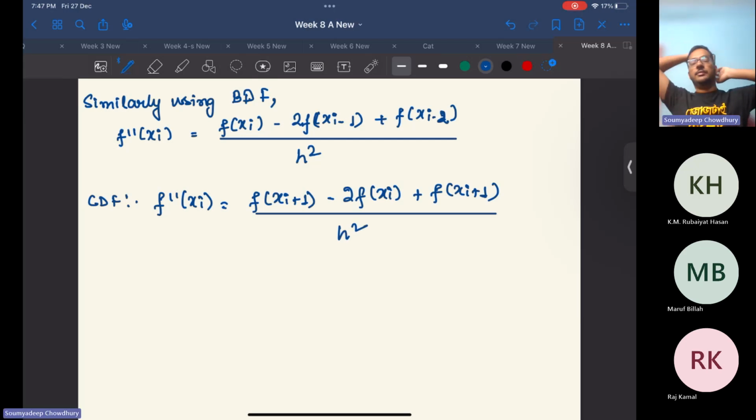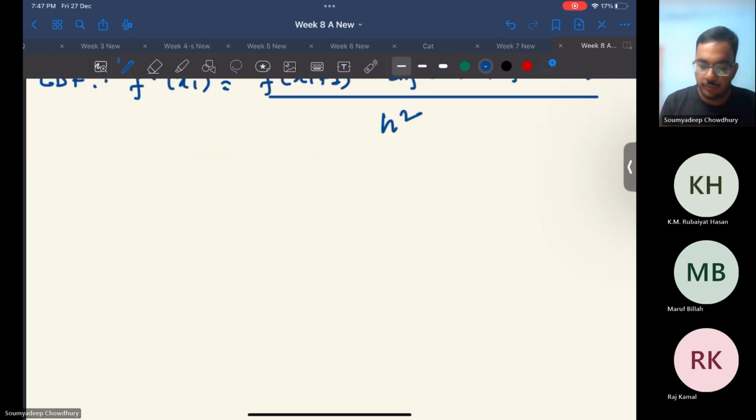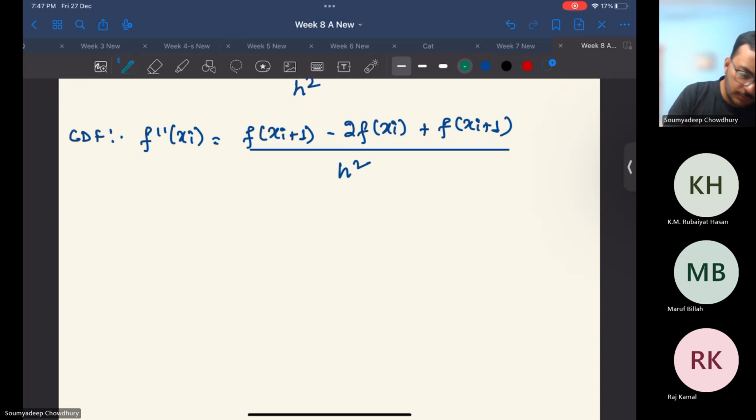We can derive these by writing the functions in the form of the Taylor series, and just by some normal simplifications and mathematical manipulations, we can find our forward difference, backward difference, and central difference formulas. So we'll do one example and then we'll see the MATLAB code for that. First we'll solve it manually and then we'll see it in MATLAB also.